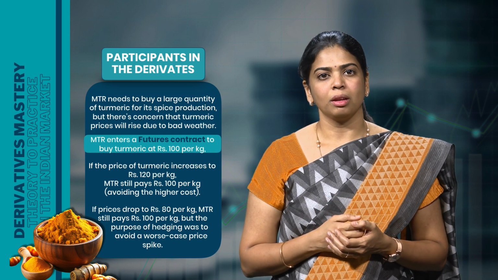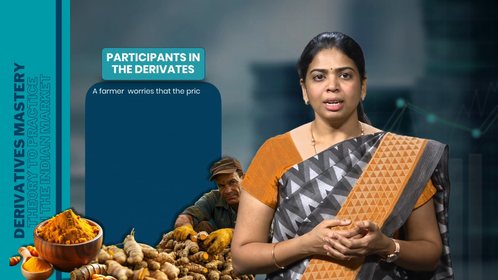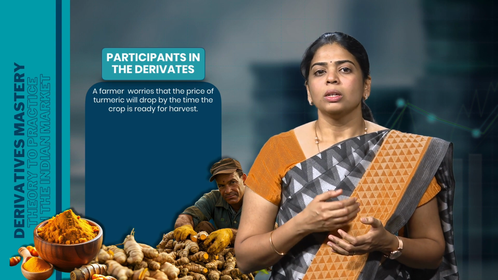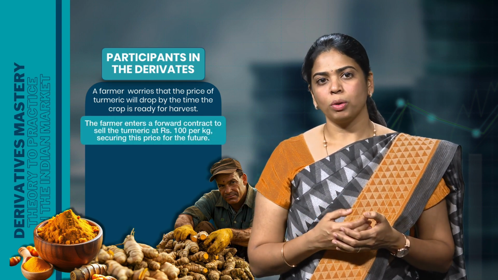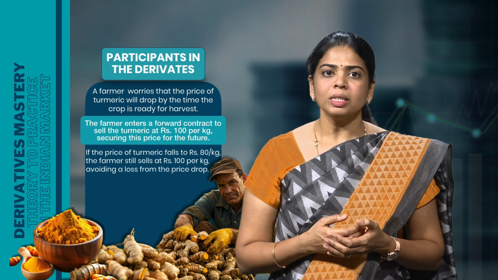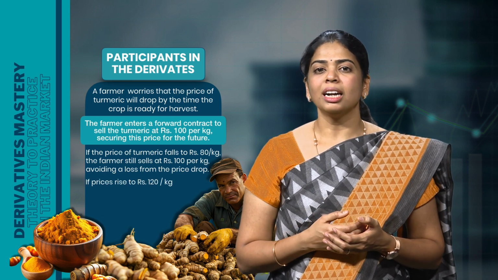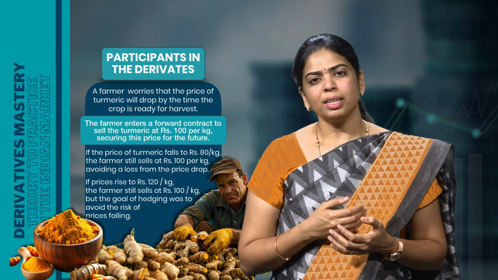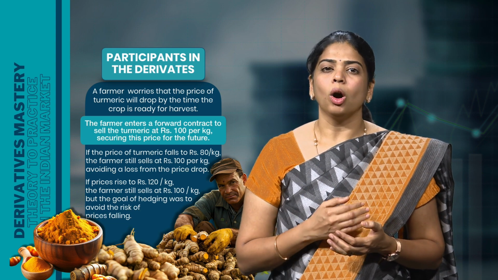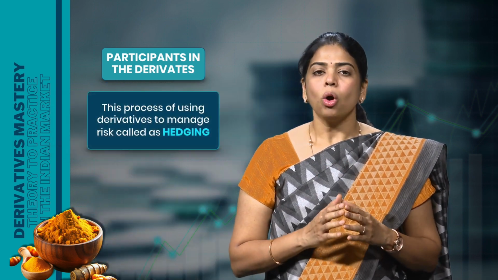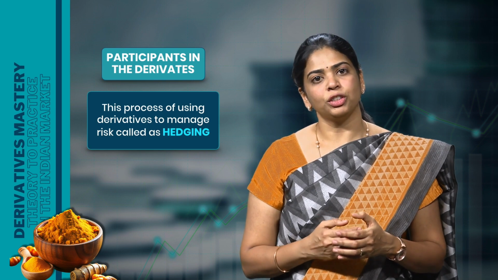masala powder production. Similarly, a farmer growing turmeric might worry that by the time his turmeric crop is ready for harvest, the price could fall, meaning he won't make enough profit. To protect against this, the farmer also enters into a forward contract with the trader to sell his turmeric at today's price. Even if the price drops later, this way the farmer is guaranteed a stable income, regardless of future price fluctuations. In both cases, MTR and the farmer are using derivative contracts to lock in prices and avoid risk from unpredictable price changes in the turmeric market. So, this process of using derivatives to manage risk is called hedging.